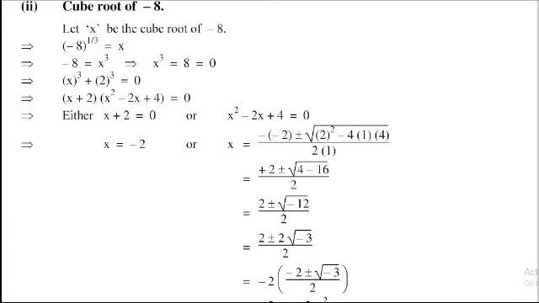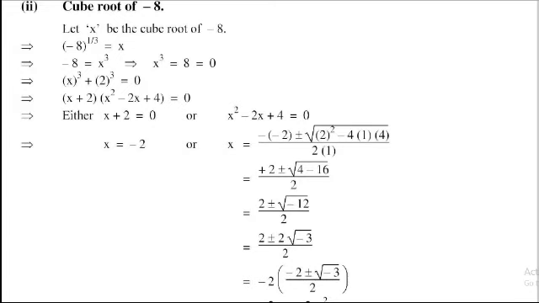x power 3, taking the right hand side minus 8 to the left hand side, the sign will be positive, plus 8 is equal to 0. So 8 can also be written in power form, that is 2 power 3. So x power 3 plus 2 power 3 is equal to 0. This is the formula of a cubed plus b cubed, that is a plus b into a square minus ab plus b square. So x plus 2 into x square minus 2x plus 4 is equal to 0.